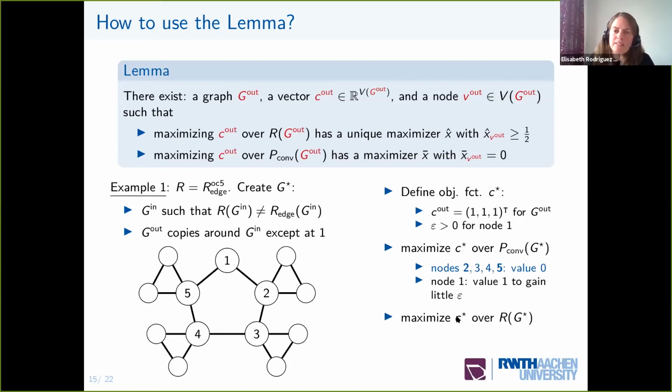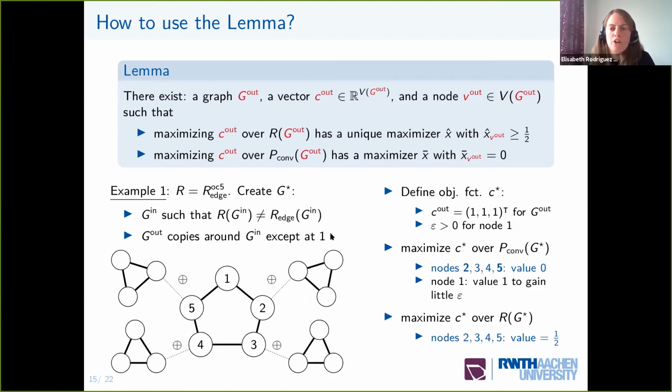Now, what happens when we maximize C star over the relaxation? So this is a little bit more difficult. So the nodes 2, 3, 4, and 5 will take value at least 1/2. In this case, they will take value exactly 1/2, because remember that before applying the one sum, this graph G out was given by this lemma, and maximizing cardinality gave us a unique maximizer assigning value 1/2 to every node.